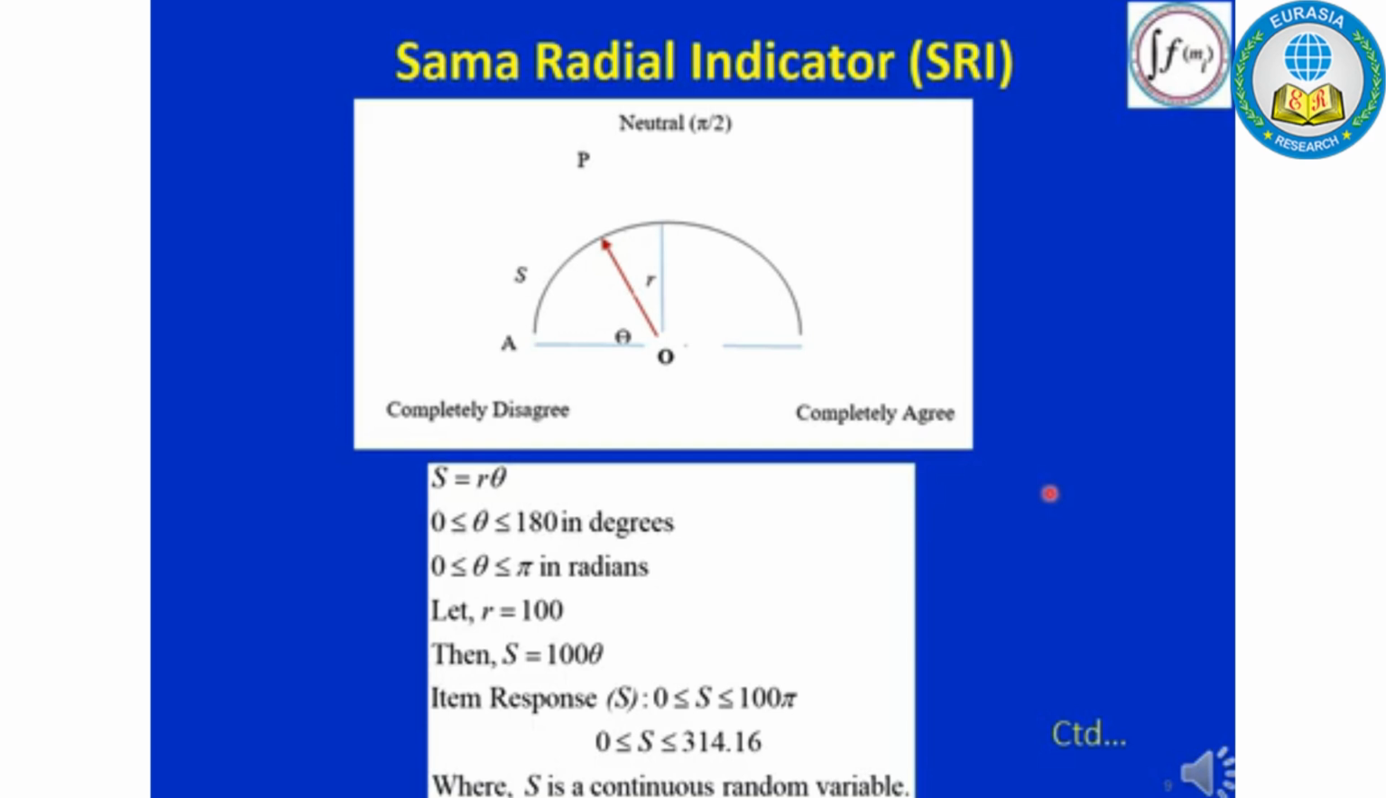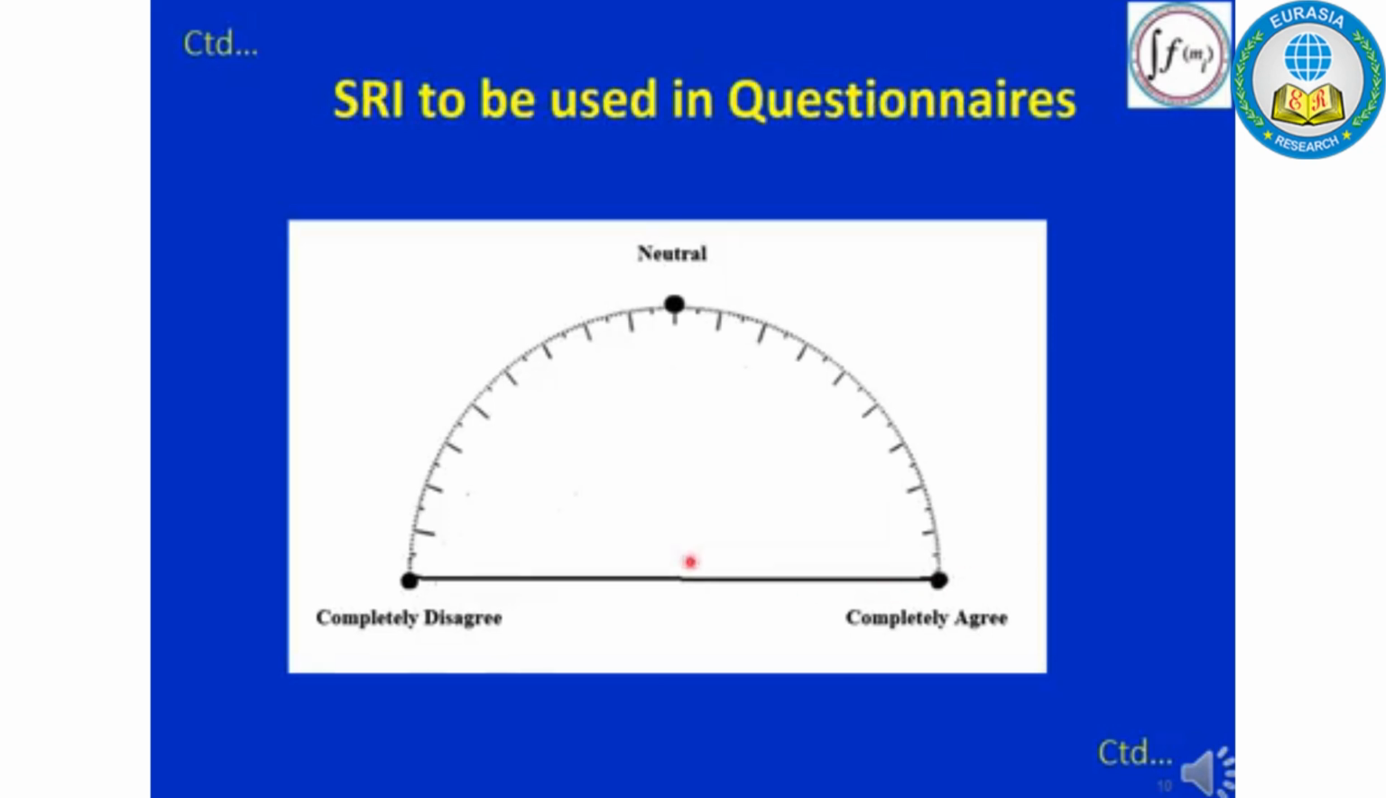When using the Likert scale, we didn't have a large number of options. But in contrast, Sama radial indicator has higher response options. This is what we use in the questionnaire. You are all familiar with this diagram.